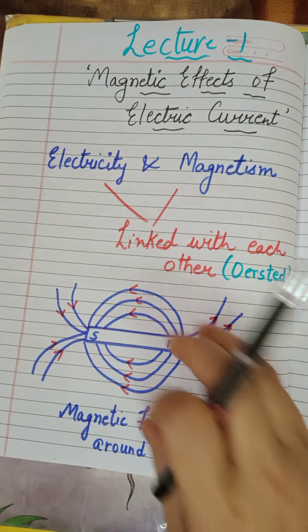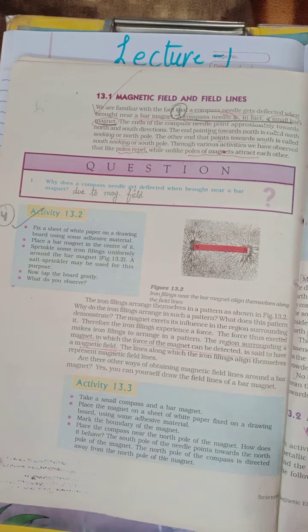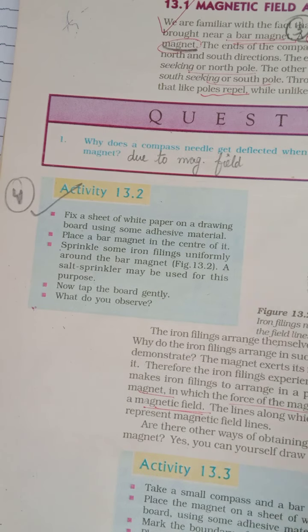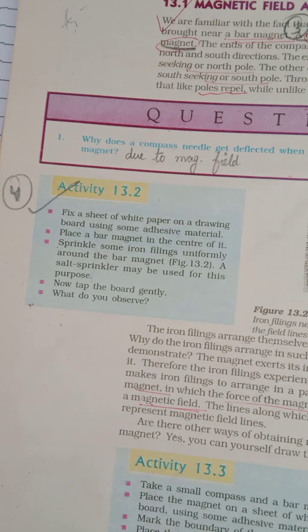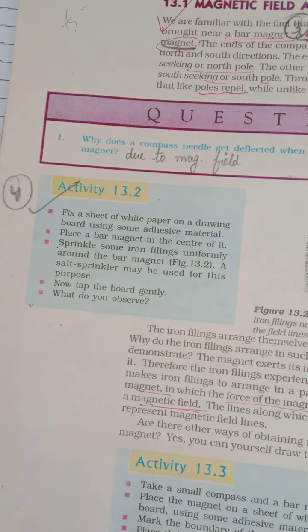So this is another activity in your book. This is activity 13.2. What is this activity? See, this activity is that fix a sheet of white paper on the drawing board. आपने क्या करना है, एक drawing board पे एक sheet को fix कर लेना है with some material, or you can use drawing pins also. Then you are going to place the bar magnet in the center. आपने मैग्नेट को सेंटर में रख दिया.